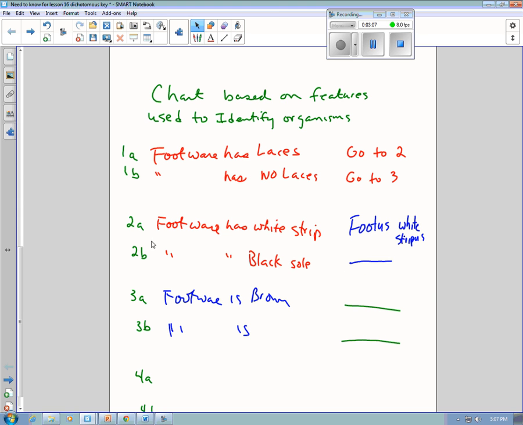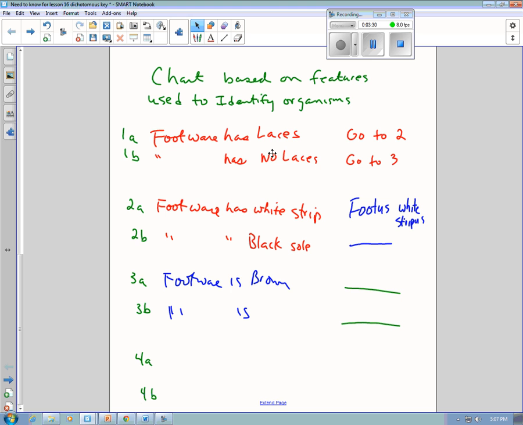And then we went down to, in 1B, we said footwear has no laces, go to 3. There we found that we had a footwear that was completely brown, and we had one that was completely black. If the footwear is brown, we would give it a scientific name. And if it's black, we would give it a scientific name, the genus and the species name.